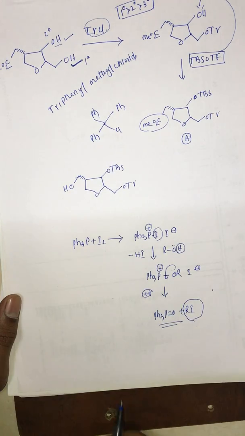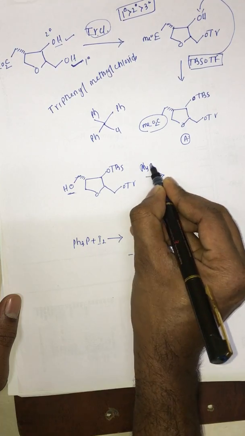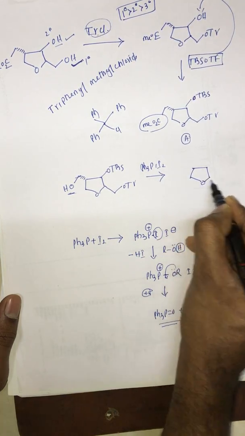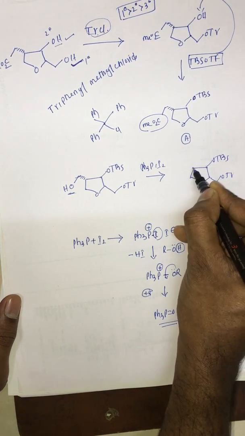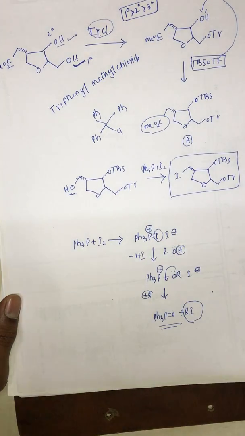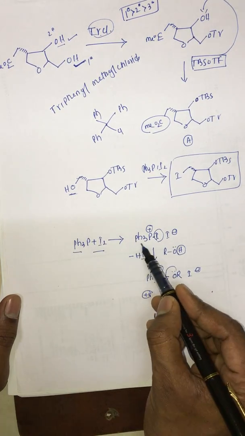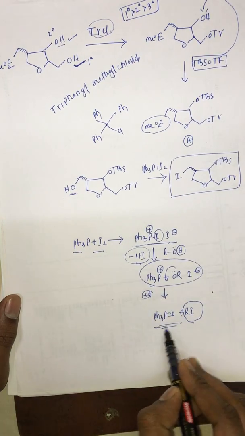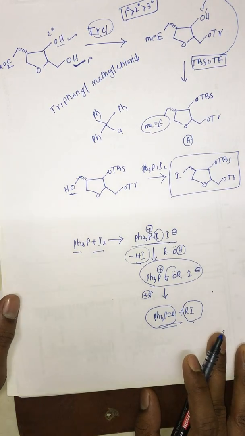So when we have Ph3P and I2 and it reacts with alcohol, we get alkyl iodides. So just keep it here. After reacting with Ph3P and I2, we get an iodine. Just iodine will get here. OTr, OTBS and iodine. So this is the final product. So this mechanism is very important. Okay, so we have Ph3P and I2. So first we'll get this one, and here we remove HI and we'll get this product, and finally we'll remove Ph3PO and we'll get alkyl iodides.